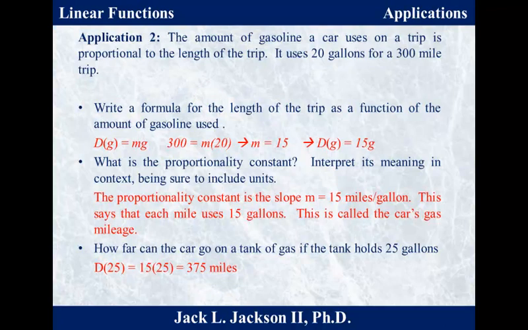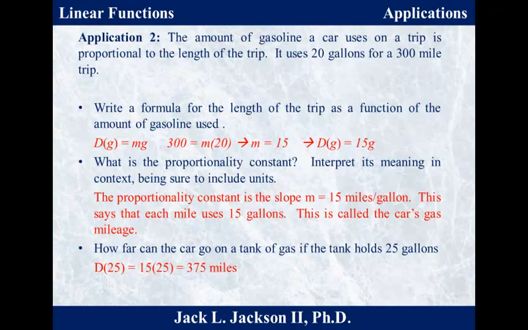So now we plug that back into our formula: d of g equals 15 times g. Now if we change d or g, the other one changes, but the 15 is fixed for this particular automobile. What is the proportionality constant? Well, that's 15, and that's the slope.